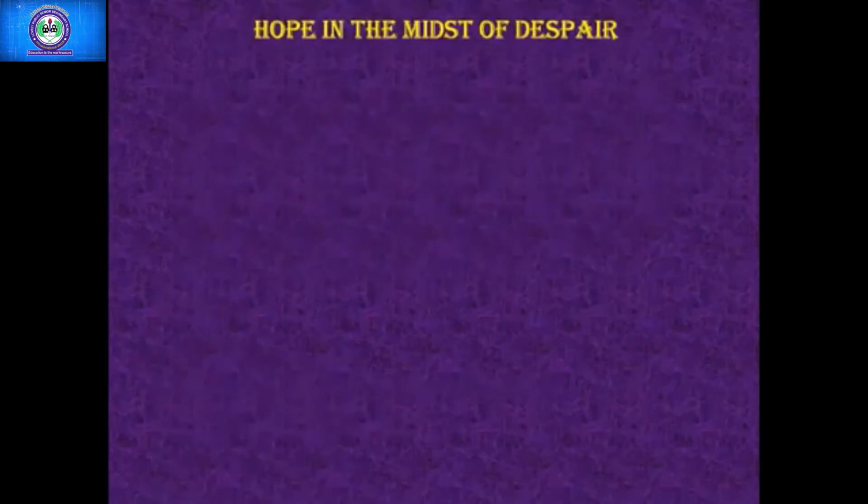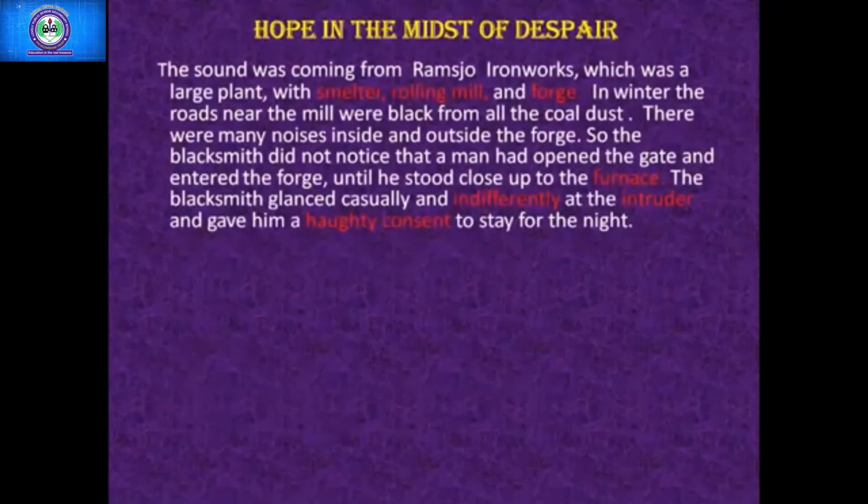Now hope in the midst of despair, and then he staggered towards the iron mill. That time there was Ramso iron mill, and he moved that side for shelter, for begging the shelter for night. The sound was coming from the Ramso Iron Works, which was a large plant with smelter, rolling mill and forge.